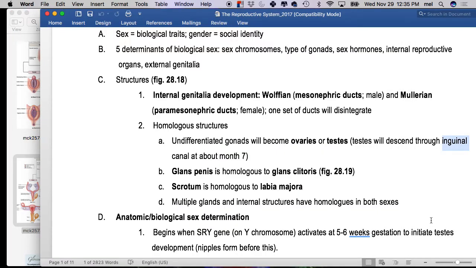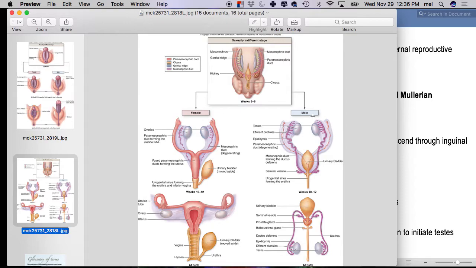Okay, so here's the deal. Your undifferentiated gonads will become ovaries or testes. Your ovaries and testes are the same structure.